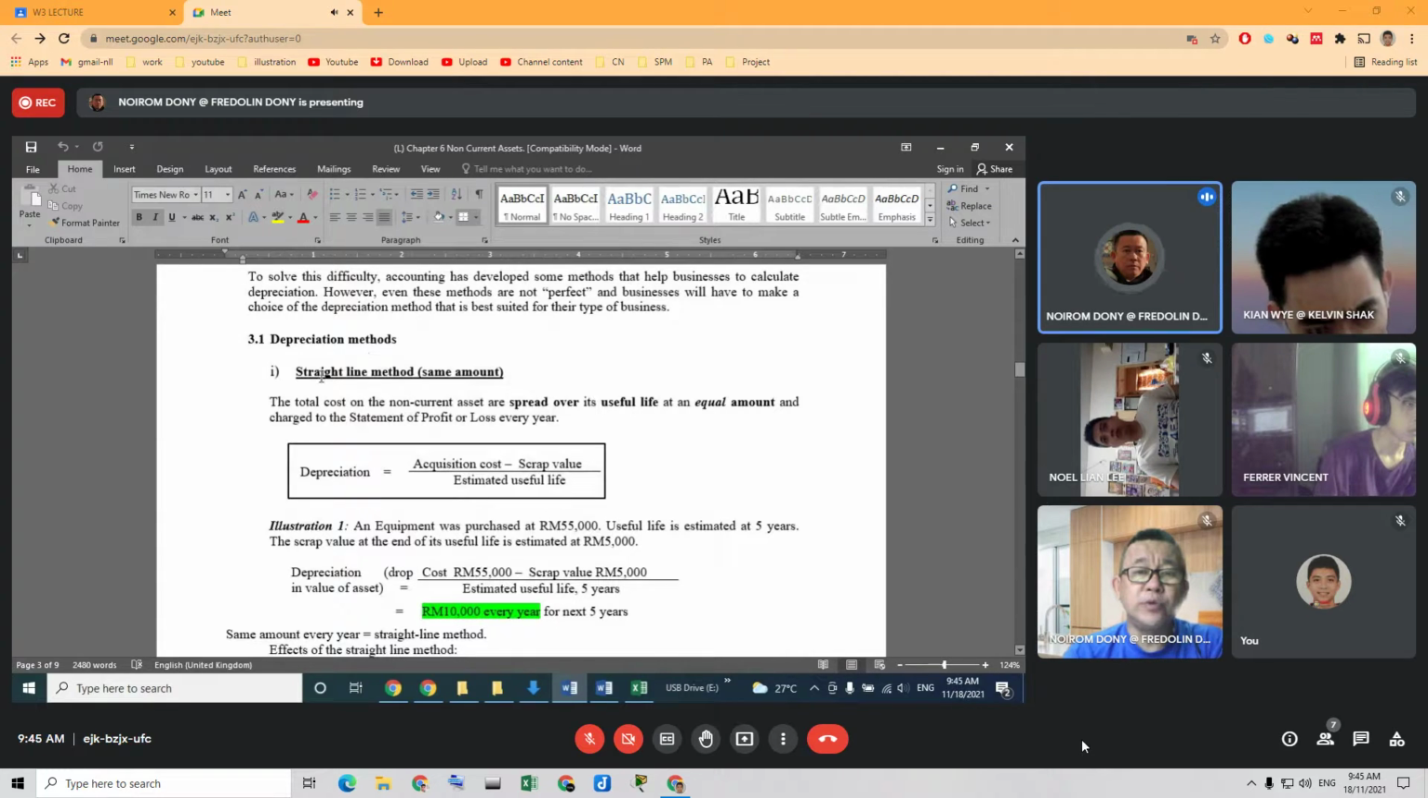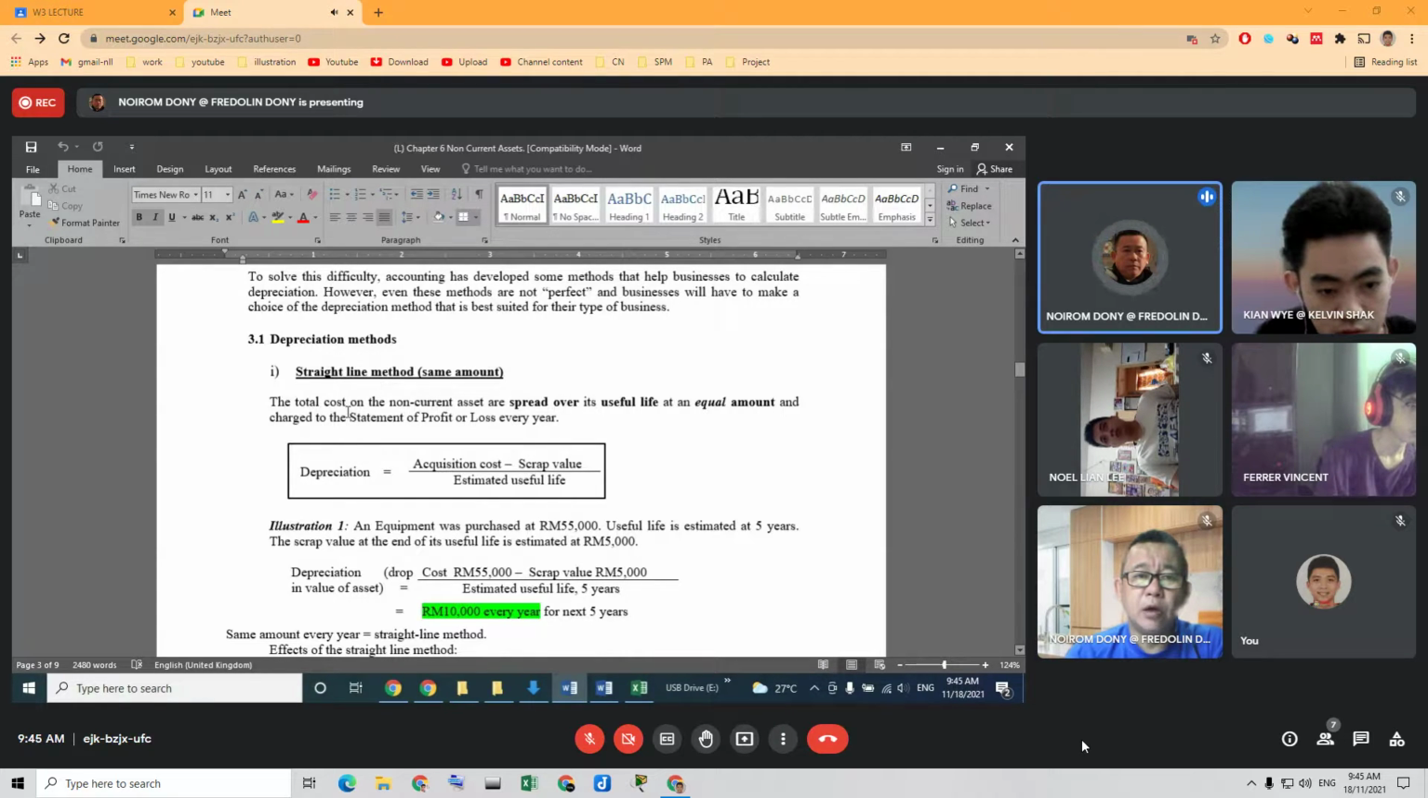So we have the straight line method. So remember, whenever you see this word straight line, meaning the depreciation will be the same amount. Okay, same amount. So the total cost of the non-current asset is spread over its useful life at an equal amount and charged to the statement of profit or loss every year. So this is describing the straight line method.